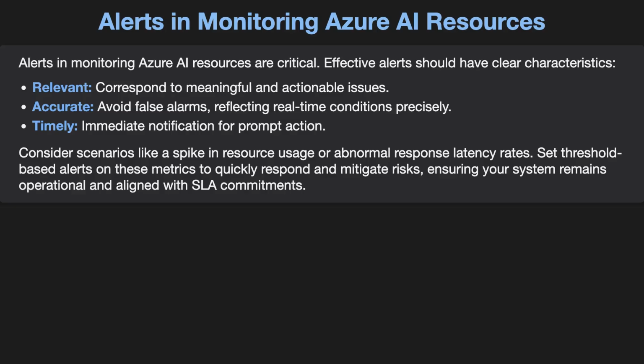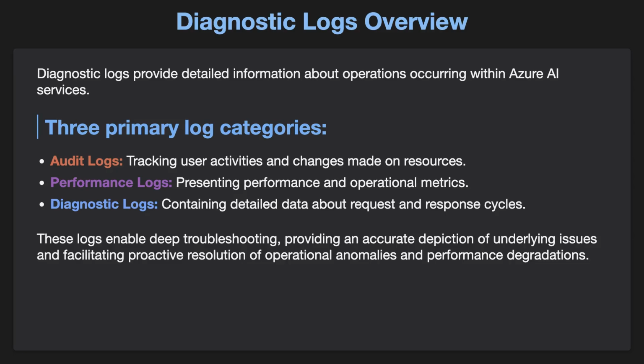Alerts in monitoring Azure AI resources are critical. Effective alerts should have clear characteristics. Relevant: correspond to meaningful and actionable issues. Accurate: avoid false alarms, reflecting real-time conditions precisely. Timely: immediate notification for prompt action. Consider scenarios like a spike in resource usage or abnormal response latency rates. Set threshold-based alerts on these metrics to quickly respond and mitigate risks, ensuring your system remains operational and aligned with SLA commitments.